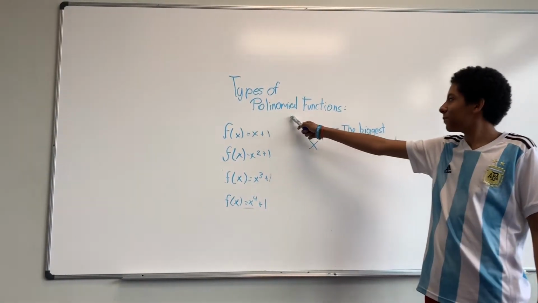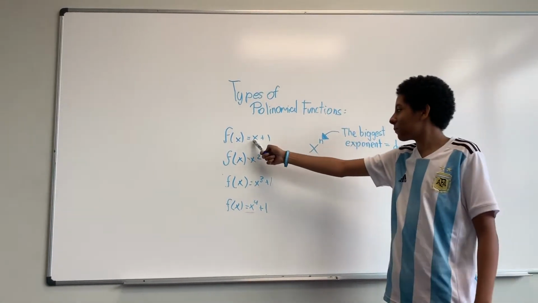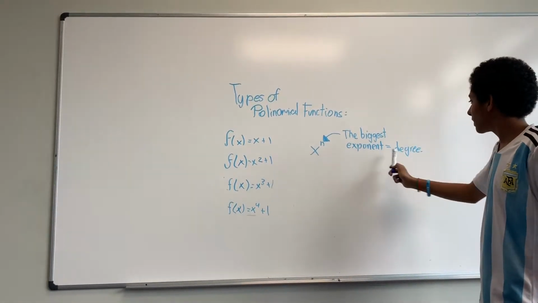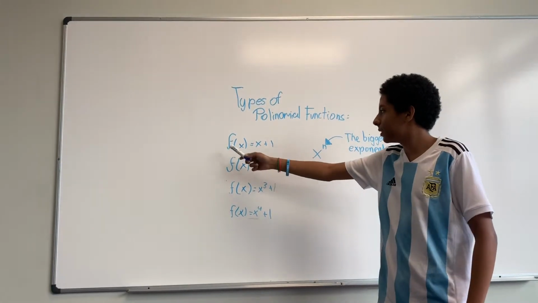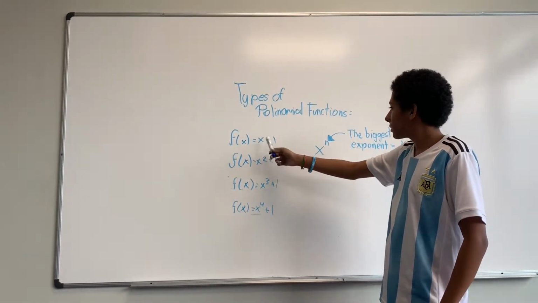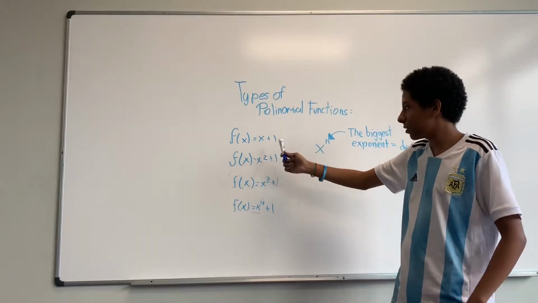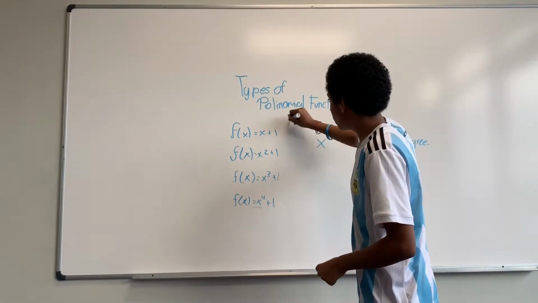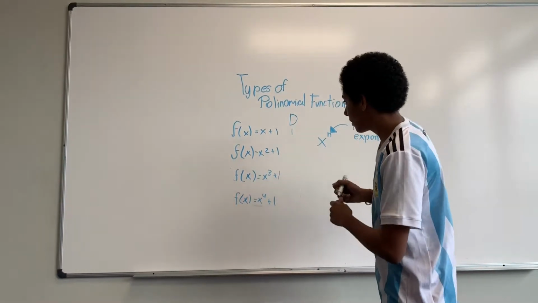There are different types of polynomial functions. What tells us the grade of a polynomial function is the biggest exponent of the x. For example, in this first one, f of x equals x plus 1. So the biggest exponent of the x is 1. This means this polynomial function is degree 1.